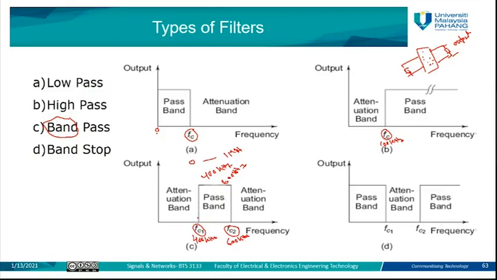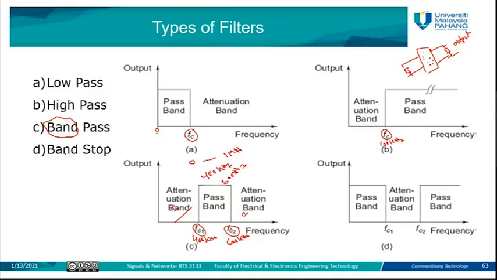While the frequencies less than 400, which is from 0 to 400, will be removed. The frequencies from 600 kilohertz until 1 megahertz will be removed. Only the frequencies in this band will be passed through the filter.